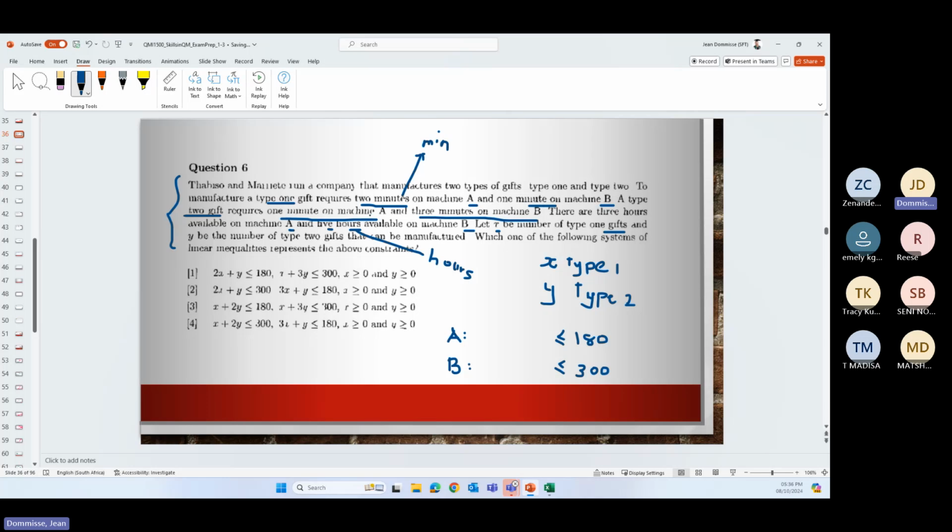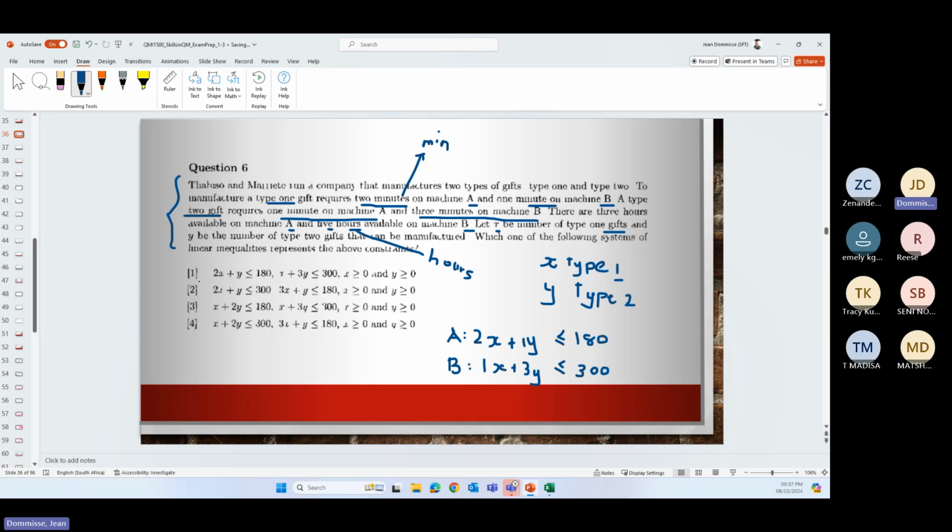So let's again go back and say to manufacture a type 1 gift requires 2 minutes on machine A. Type 1, 2 minutes on machine A, and 1 minute on machine B. And then let's check what is Y. The type 2 gift is Y, requires 1 minute on machine A. That's 1Y, and 3 minutes on machine B.